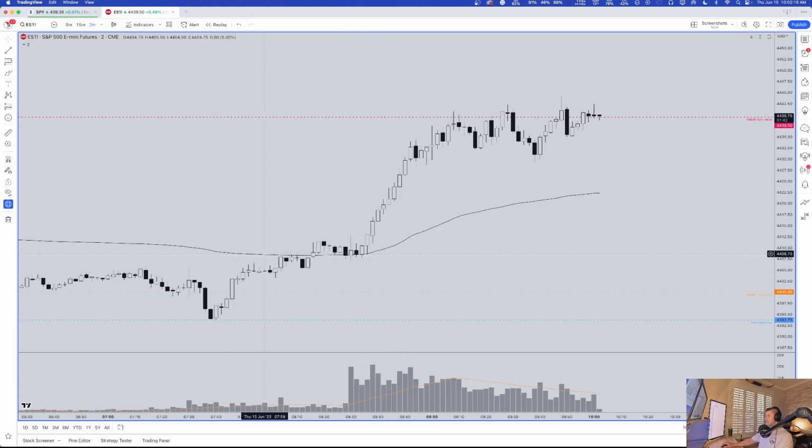This black line is VWAP. VWAP is also being defended here. So I know a lot of traders like to trade VWAP. They're going to be establishing their long somewhere in the open right here. The setup I was looking at is known as the opening range break.